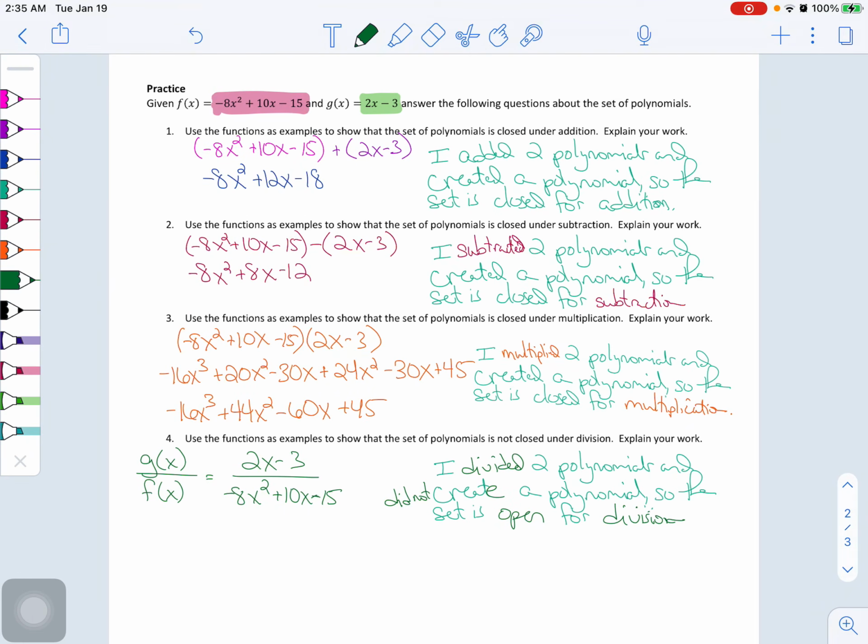And that's going to be true of all polynomials. All polynomials are closed for addition, closed for subtraction, closed for multiplication, and it is open for division. Because while I can find a few examples that do work for division, where I create another polynomial by dividing, in general, the set is considered open because you can find an example that doesn't work. All right, so that's the closure property. Let me know if you have any questions or concerns about it, and I will help you out with that.